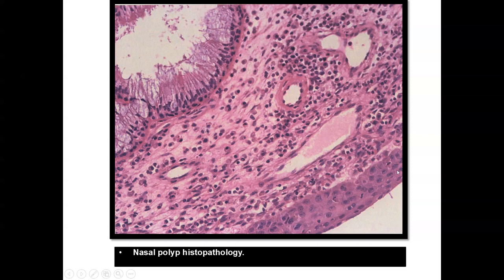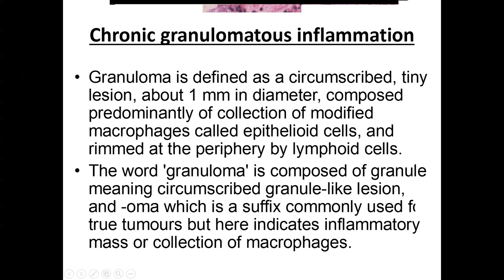we see here a lot of vessels, edema of stroma. Here you see ciliated epithelium, multilayer squamous epithelium. Chronic granulomatous inflammation. Granuloma is defined as a circumscribed tiny lesion about 1 millimeter in diameter, composed predominantly of a collection of modified macrophages called epithelioid cells and rimmed at the periphery by lymphoid cells.